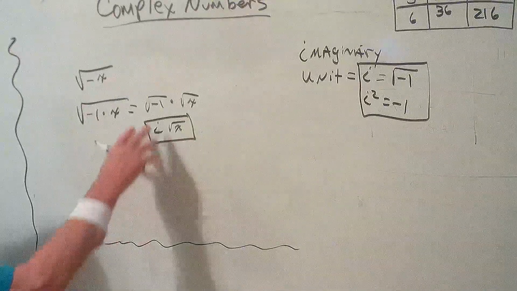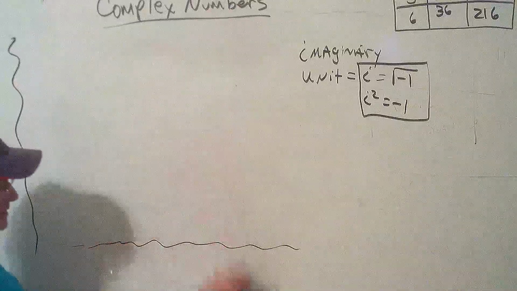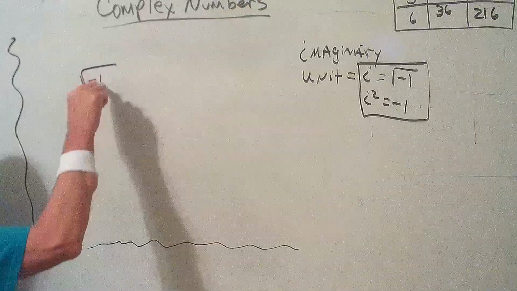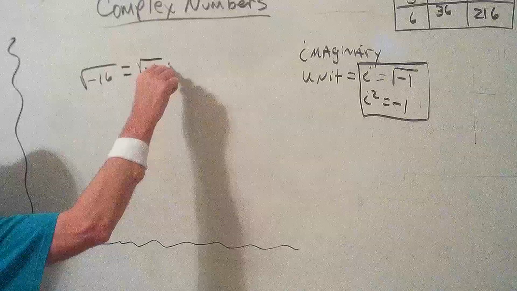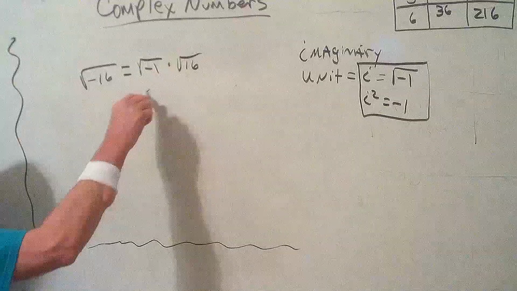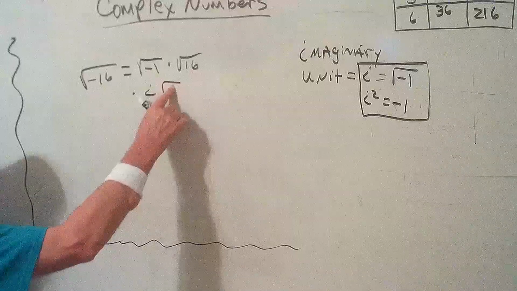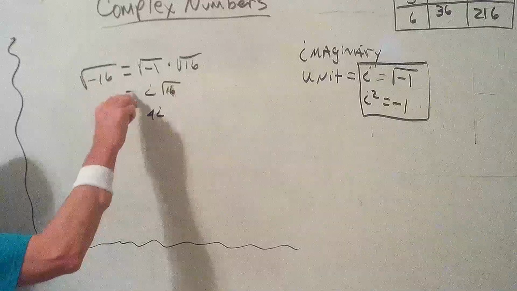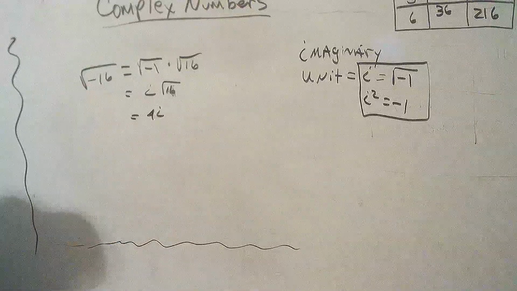Really, you don't need to go through all this misery, but let me do it one more time. The square root of -16 equals the square root of -1 times the square root of 16. Now we know that the square root of -1 is I, times the square root of 16, which is 4. So it's 4I. We typically put the number in front of the letter.